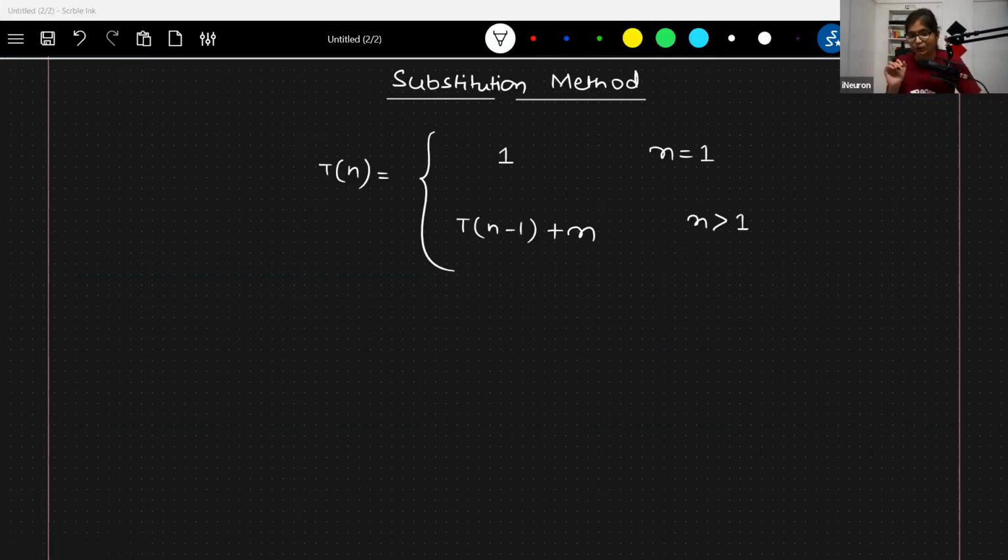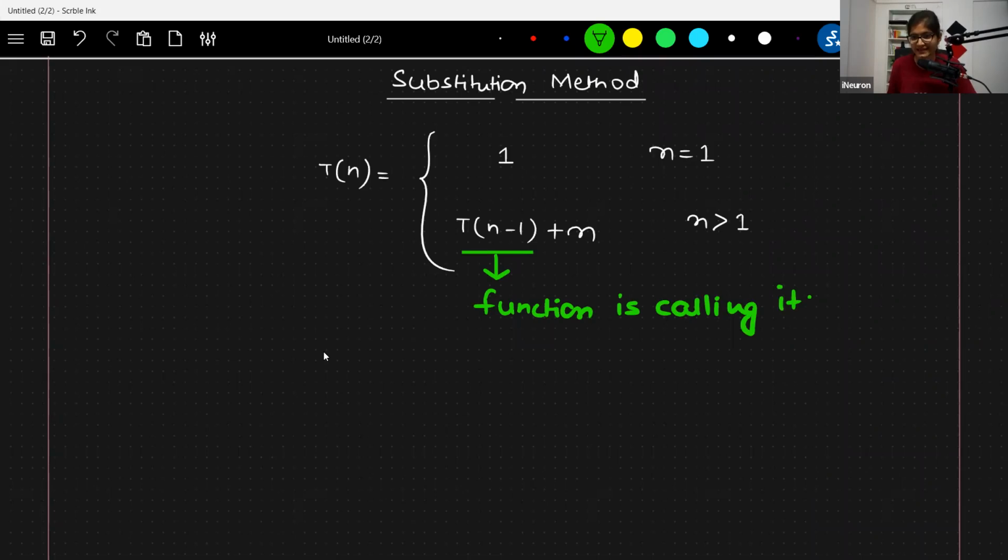Clear? Now the question is how we can solve this recurrence relation. Can you tell me what the recursive term is here? Who will tell me what the recursive term in this recurrence relation is? Anyone? N minus 1, right? Can I say that this is where the function is calling itself? Can I say this is the recursive term?